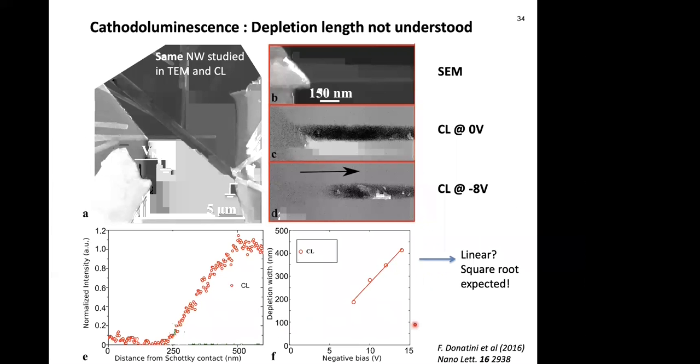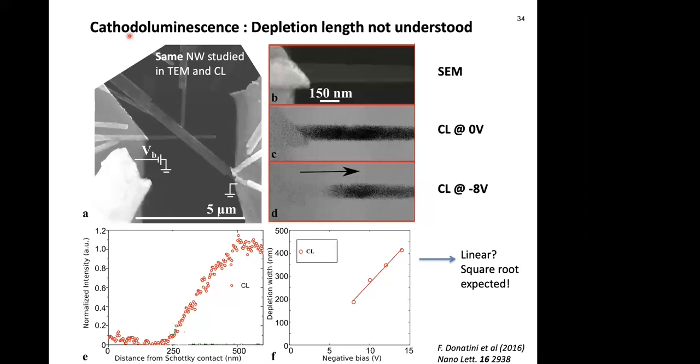The reason we started on zinc oxide nanowires is that my colleagues, Julien Pernot and Fabrice Donatini, had performed many experiments on such structures using cathodoluminescence. And systematically, the depletion length was not well understood. So here is a structure we will later see in the TEM experiments, but they have done these experiments on many nanowires. This is the zinc oxide nanowire. The contact we will bias, and it's connected to ground by these crossing nanowires.